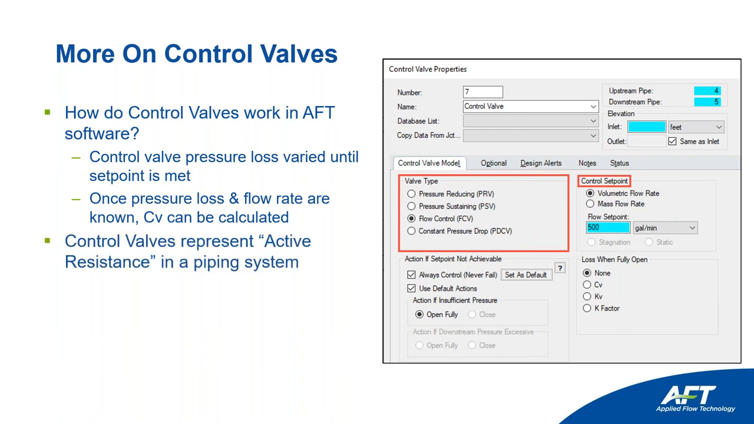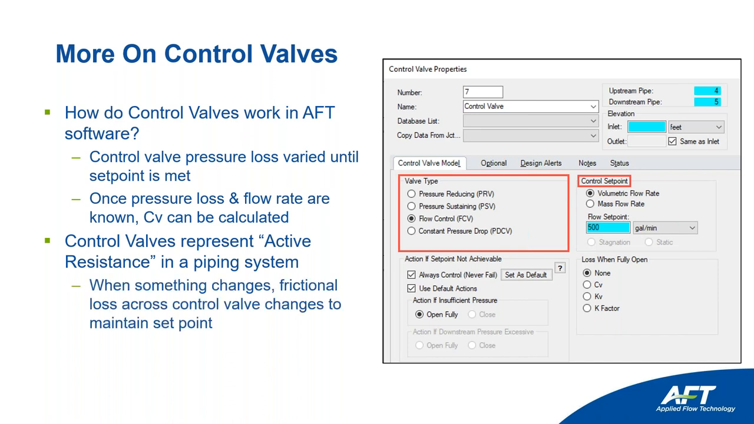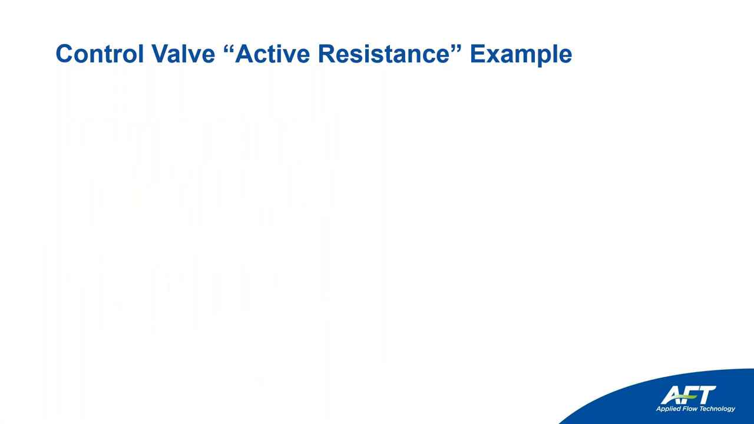So here's the really important takeaway: control valves represent what's called an active resistance in a piping system. An active resistance is when anything in your system changes. Maybe it's your liquid heights. Maybe you have more frictional buildup. Maybe you have an orifice plate somewhere. Well, your control valve is going to constantly respond to your system changes in order to continue meeting that set point no matter what. And that's going to have a very significant aspect on how you go about generating the system curve.